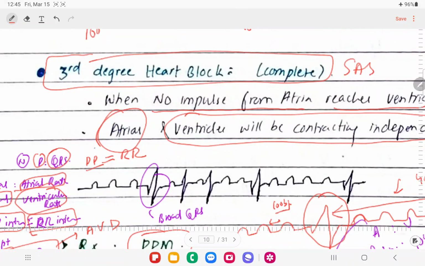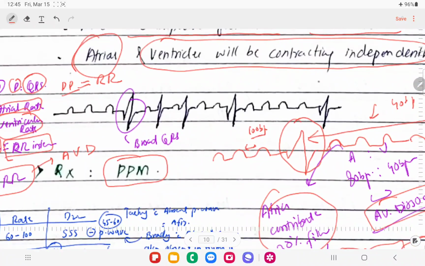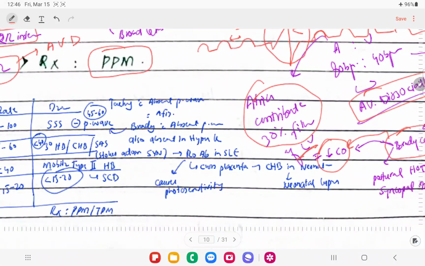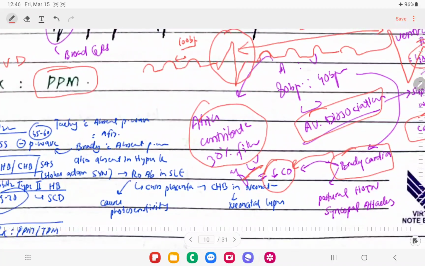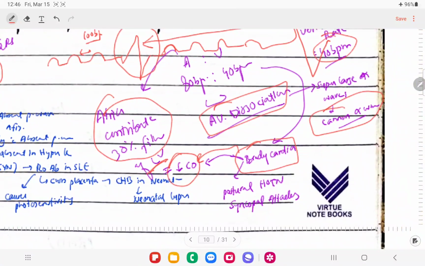So atrial rate will be dependent on SA node and ventricular rate will be dependent on bundle of His. Since bundle of His fires at its maximum capacity of 40 beats per minute and SA node fires at the maximum capacity of 100 beats per minute, right? So the atrial rate will be more than the ventricular rate, right? So because of asynchrony between atria and ventricles, there will be less filling of the ventricles, and secondly, as the ventricular rate is low, there will be a drop of cardiac output in these patients, right? So this is called third degree heart block.